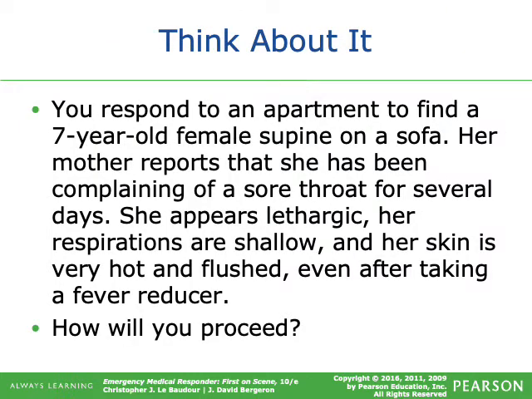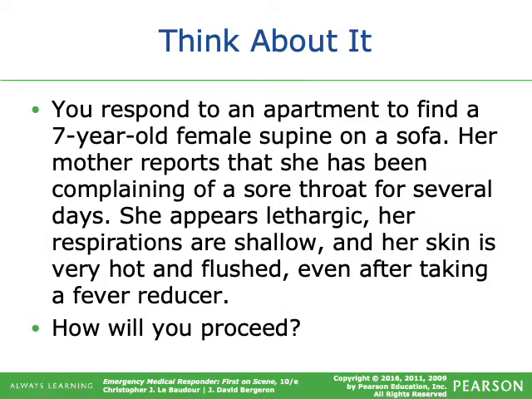You respond to an apartment to find a 7-year-old female supine on the sofa. Her mother reports that she has been complaining of a sore throat for several days. She appears lethargic, her respirations are shallow, and her skin is very hot and flushed, even after taking a fever reducer. How do you proceed? You're going to do a primary assessment on this individual.